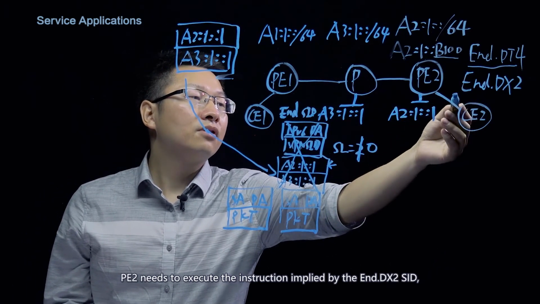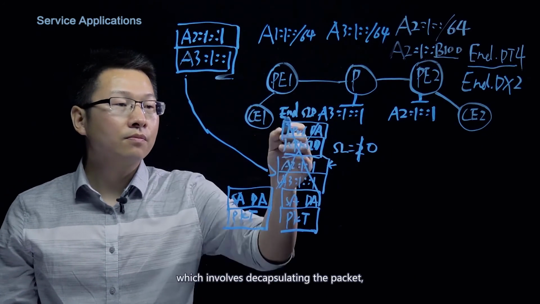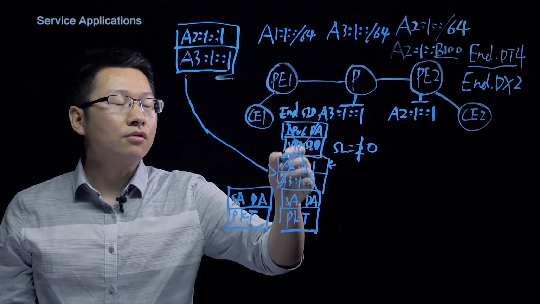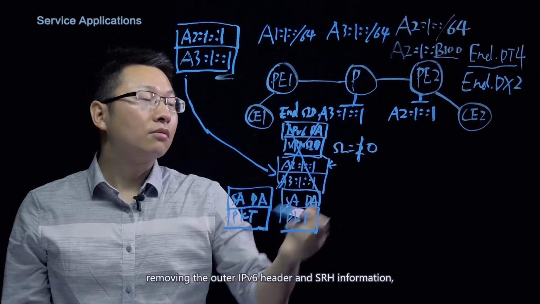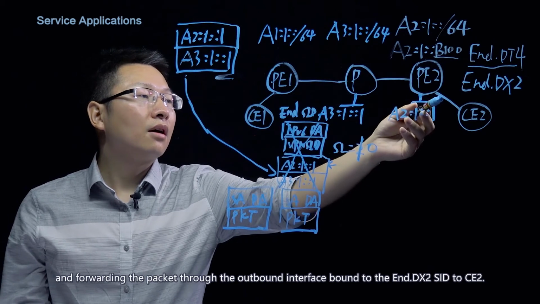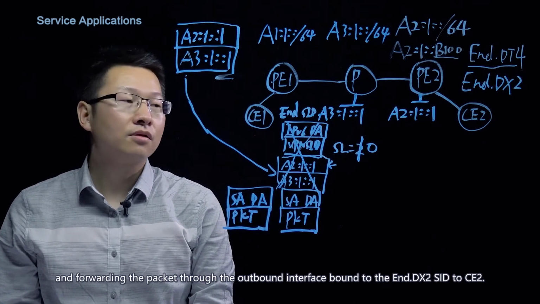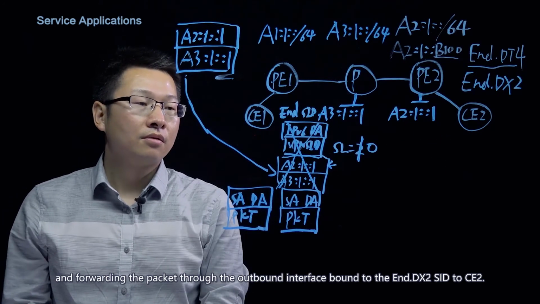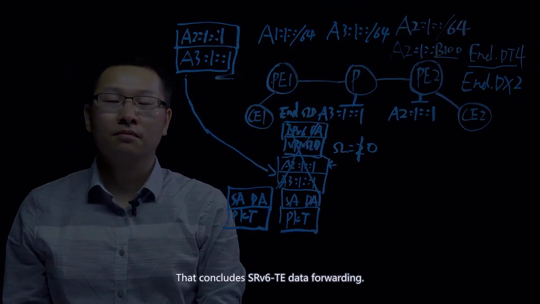instruction implied by the NDX2 seed, which involves decapsulating the packet, removing the outer IPv6 header and SRH information, and forwarding the packet through the outbound interface bound to the NDX2 seed to CE2. That concludes SRv6 data forwarding.